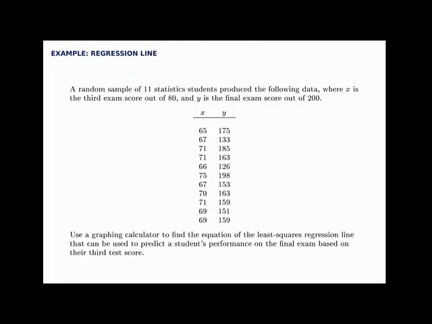A random sample of 11 statistics students produced the following data, where X is the third exam score out of 80, and Y is the final exam score out of 200. Here we'll use a graphing calculator to find the equation of the least squares regression line so that we can predict the final exam performance, which is Y, based on the third test score, which is X. So to use the calculator, we first need to enter the data.